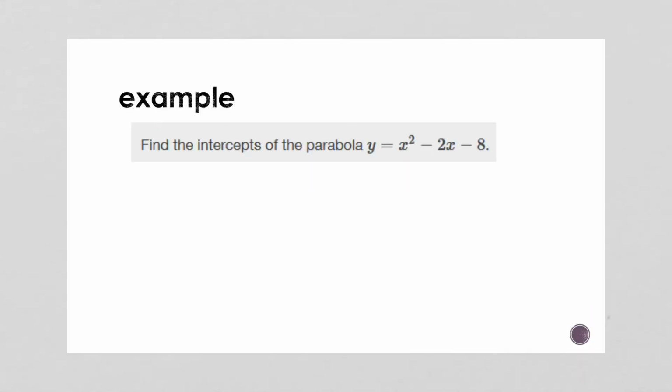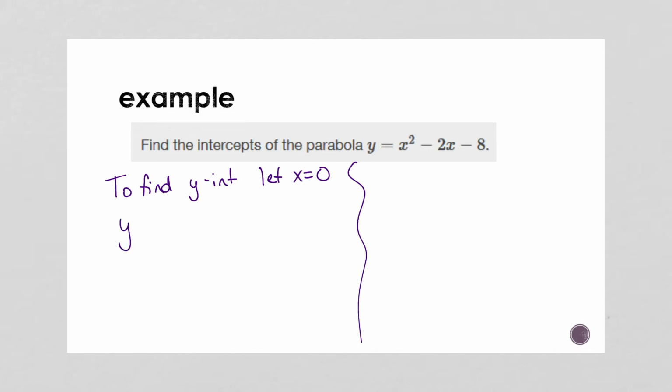All right, so for this problem, they want us to find the intercepts. To find the y-intercept, I'm going to let x equal 0. This one's our easier one to find. So I'm going to put 0 in where I see the x's. y is equal to 0 squared minus 2 times 0 minus 8. Well, that creates 0, that creates 0, so I'm left with y equals negative 8. So my y-intercept is at (0, negative 8).